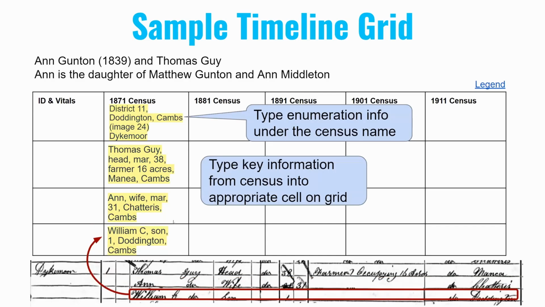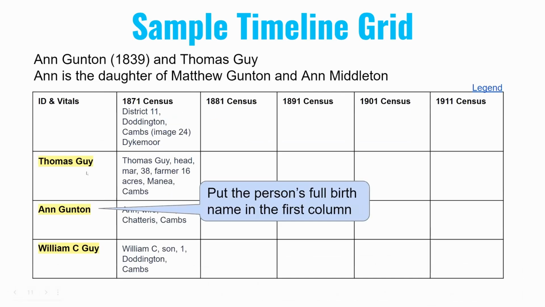And then we end up with William, the son. He's 1 year old, and he was born in Doddington. As I mentioned, I like to put the name of the person out in the first column there. It just makes it more readable.